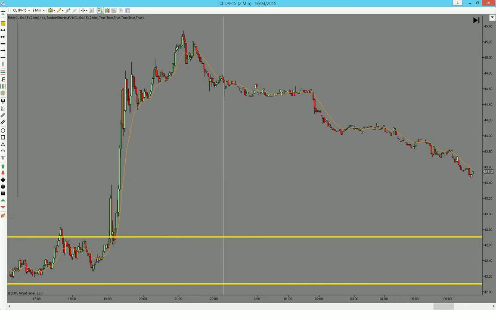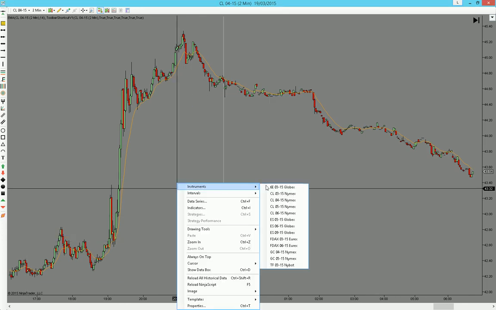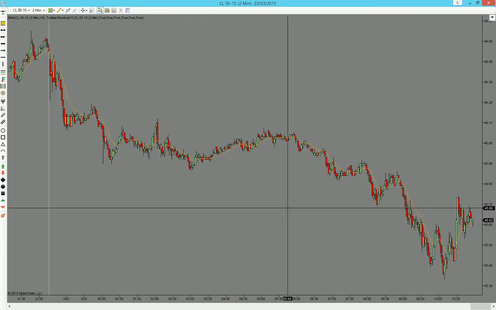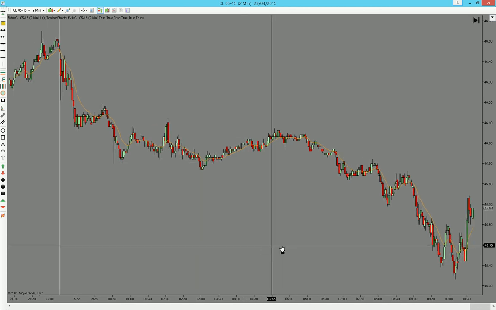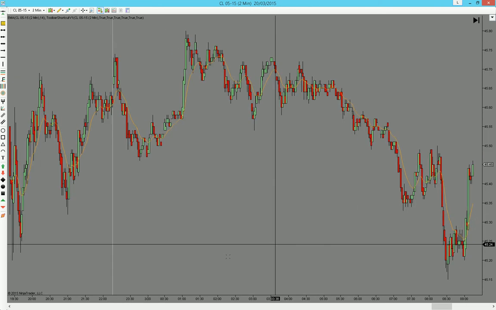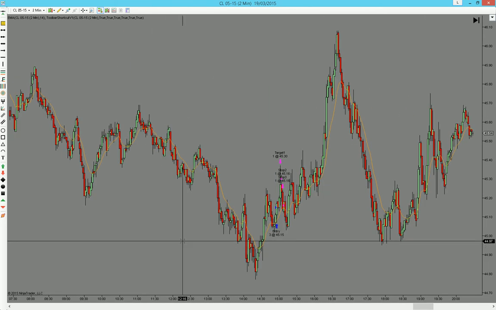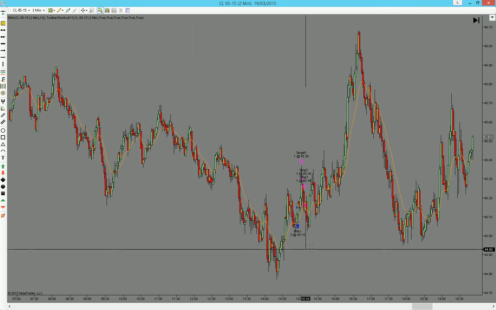Let's move on. Let's clean up the chart. Let's load the next contract. There it is. Let's look at this. On Tuesday, we only took one trade.